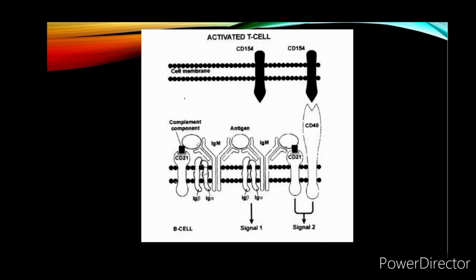So the intracellular signal 1 for B cell activation is then provided by interaction with BCR-associated Ig alpha and Ig beta heterodimers. So the signal 2 is provided by activation complement interacting with B cell CD21 or by interaction of B cell surface CD40 with CD154 on activated T cells.